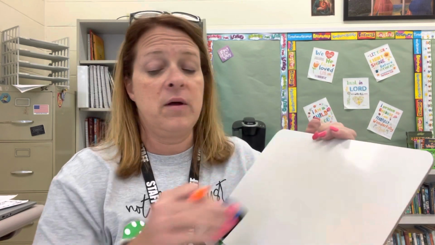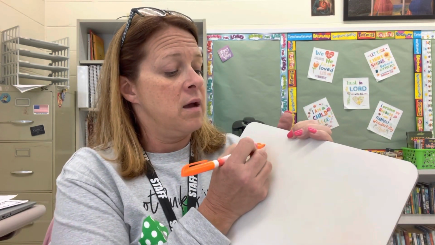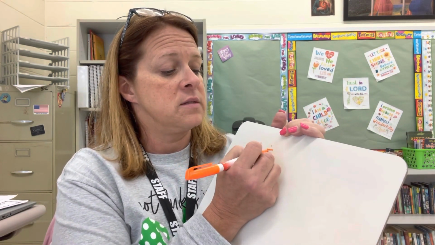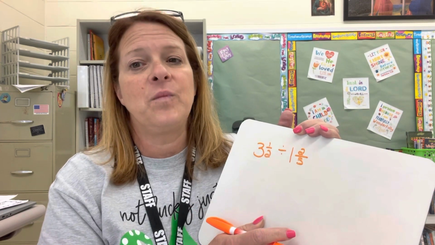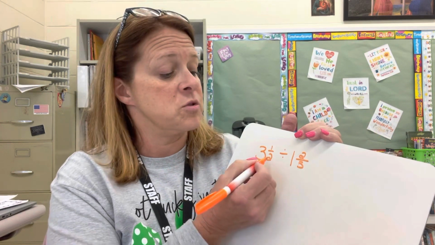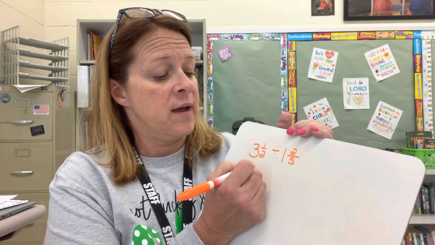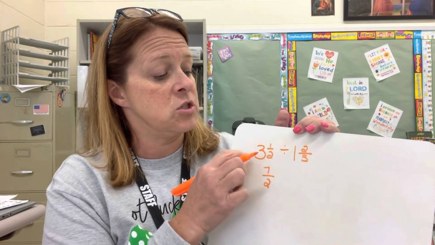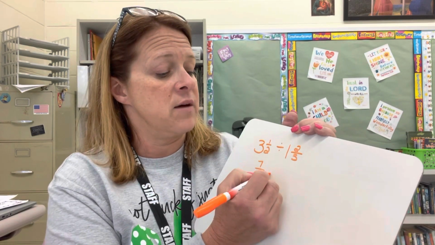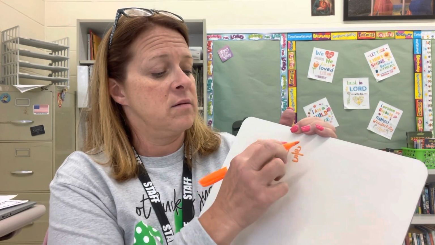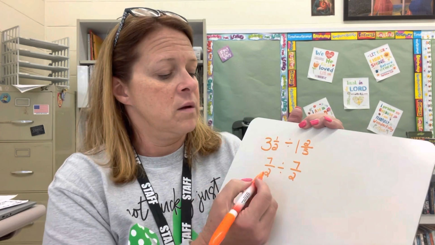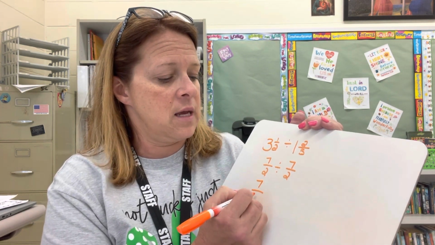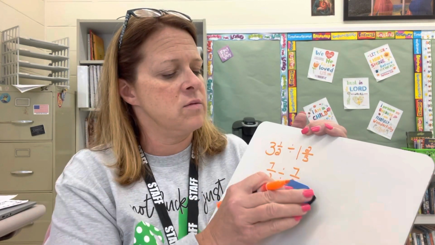If you get stuck, sometimes you might have a mixed number that you're dividing. You might have 3 1/2 divided by 1 2/5. We have to get those mixed numbers gone, remember? So I have 7/2 because 3 times 2 is 6 plus 1 is 7, divided by 7/5. I'm sorry, I knew that didn't look right.